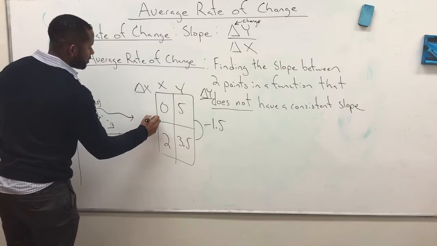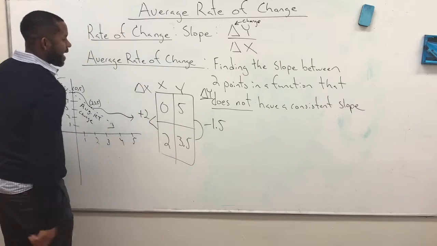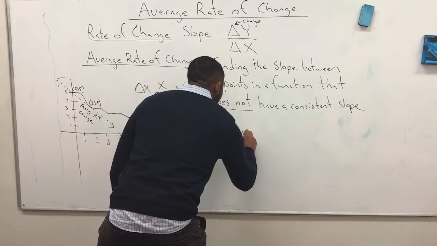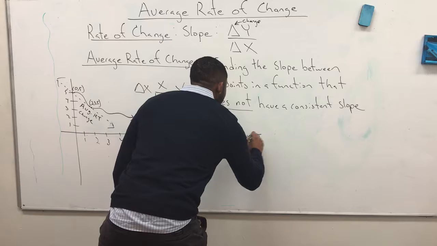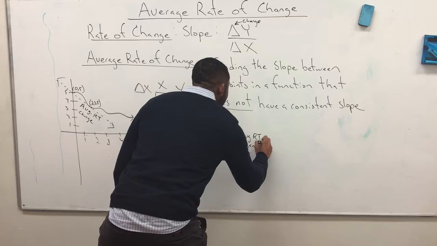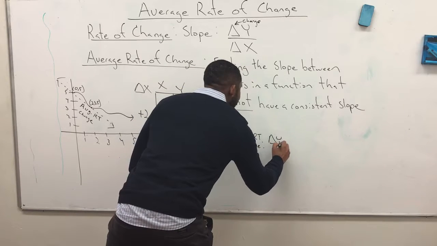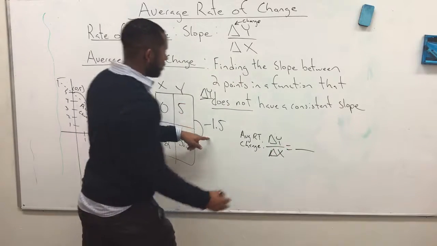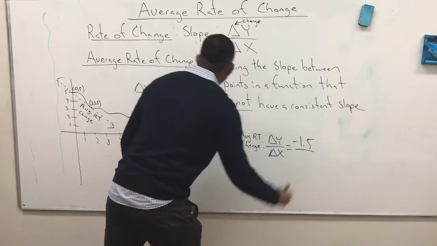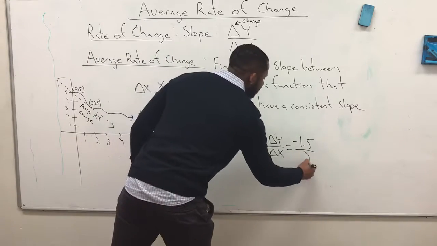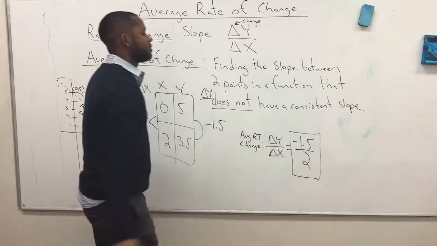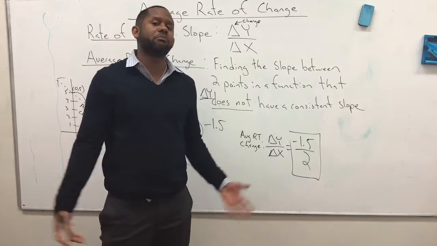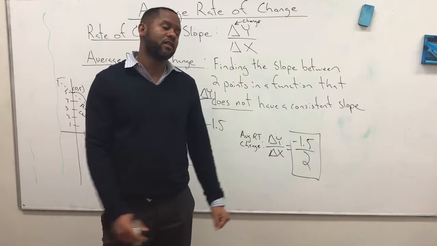For x, how do I move from 0 to 2? I add 2. And now, notice down here, I'm going to write average rate of change is always the change in y over the change in x. So I'm going to say, oh, my change in y was negative 1.5. My change in x was 2. There's my slope, or in this case, my average rate of change. That's all this is. Okay?